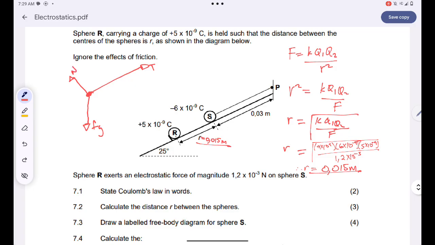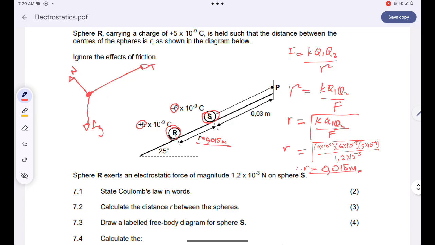And then there will be the electrostatic force between sphere R and sphere S. Are you together? Since these two charges have different polarity, one is positive and the other is negative, that means there will be a force of attraction between the two. But my main focus over here is just sphere S.